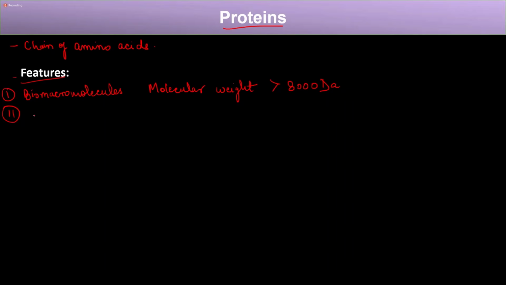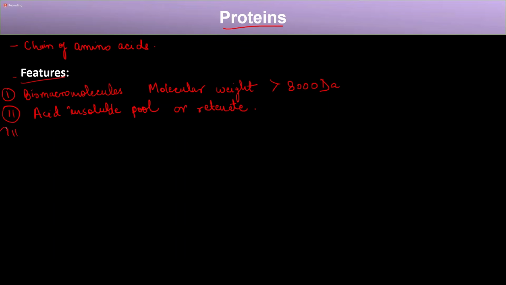So they will come in what pool? They will come in the acid insoluble pool, because they are large in size, so they will not be dissolved in the trichloroacetic acid. So they will come under the acid insoluble pool. Or you can say, if you pass it through the funnel, it will be in the retentate part, right? So the proteins come under the acid insoluble pool or the retentate part.